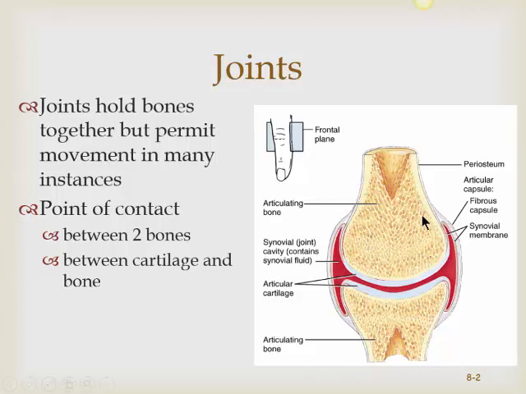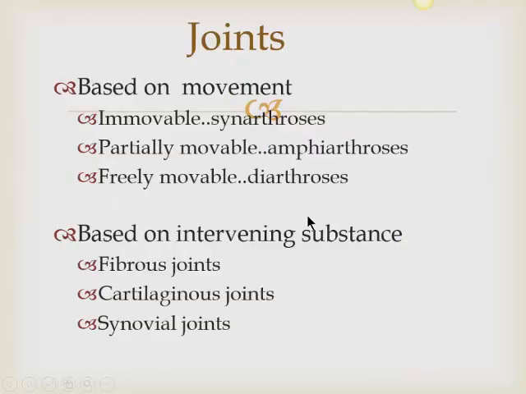So up here you can see two bones, and this is the joint. In some joints you will notice there is a cavity, in some you don't. So let's look at how we classify joints. Remember, we always classify things in anatomy and physiology.